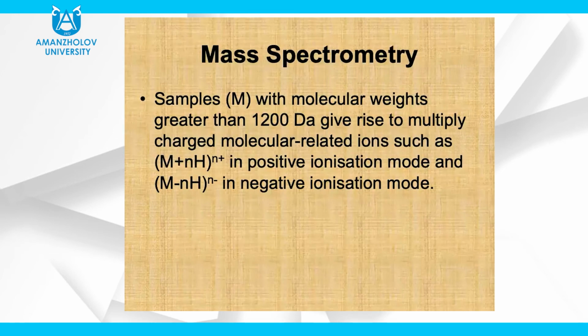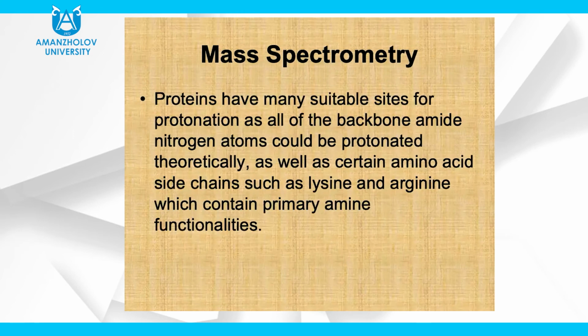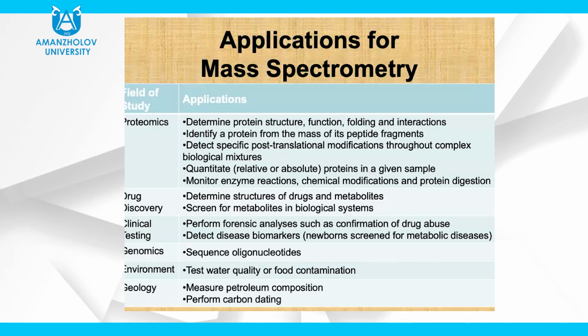Samples with molecular weight greater than 1,200 Daltons give rise to multiply charged molecular related ions, in positive ionization mode and in negative ionization mode. Also, proteins have many suitable sites for protonation, as all of the backbone amide nitrogen atoms could be protonated in theory. Certain amino acids, such as lysine and arginine, have primary amines on their side chain, which also can be protonated.